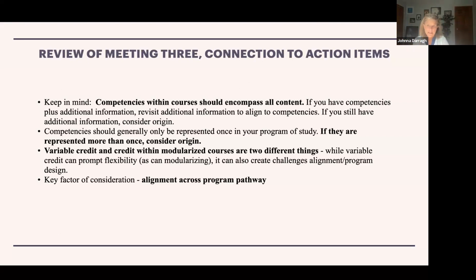One of the things we want to keep in mind is that competencies within your courses should encompass all content. There might be individual programmatic reasons for exceptions. If you have content that's not aligned, for example, if your competencies align to half your program or three-quarters of your program, you might want to look again at the origin of those competencies. Is there some distinct reason why that additional content is there? Or, sorry, the origins of that content.